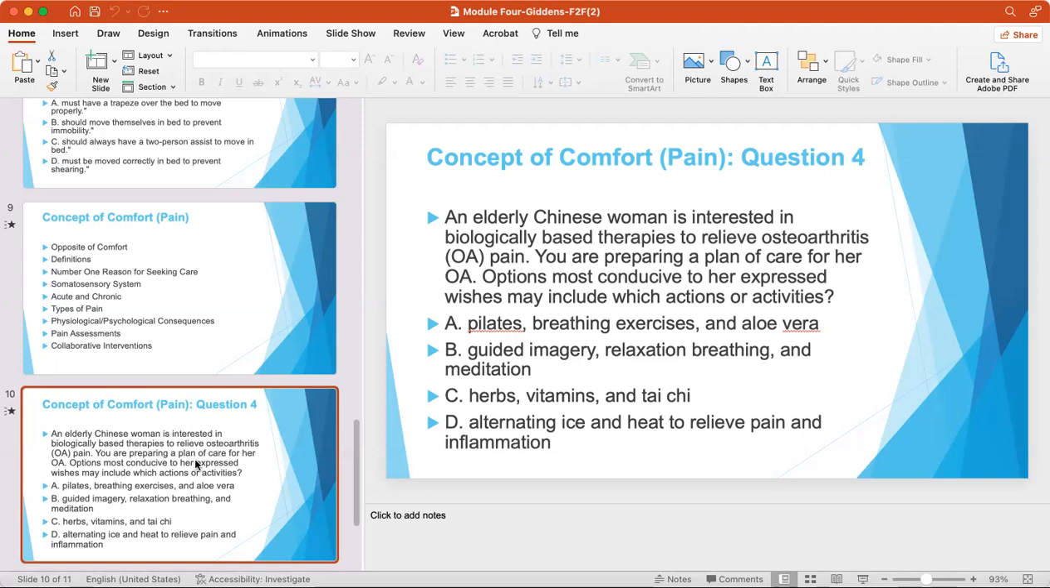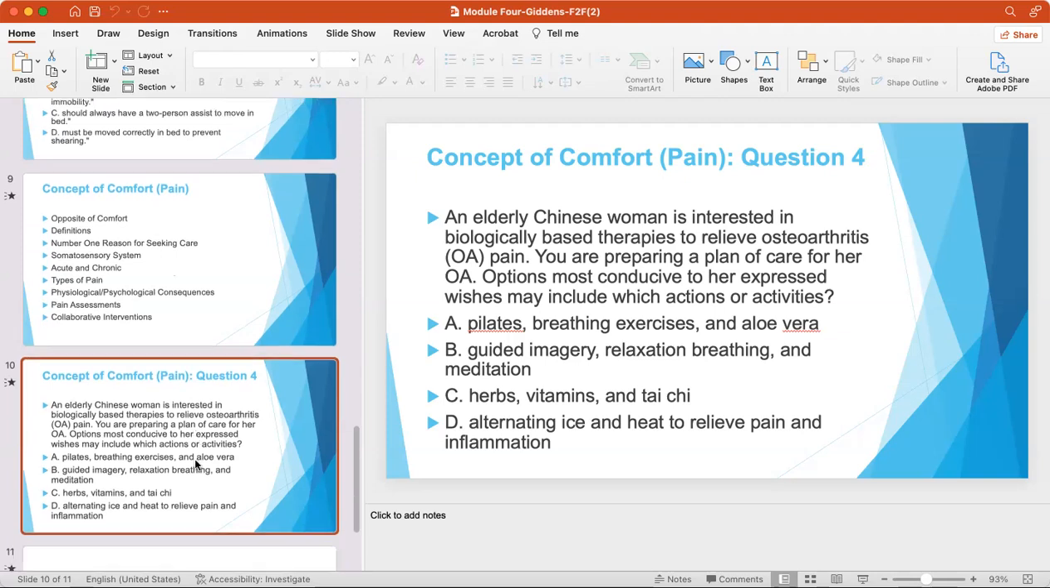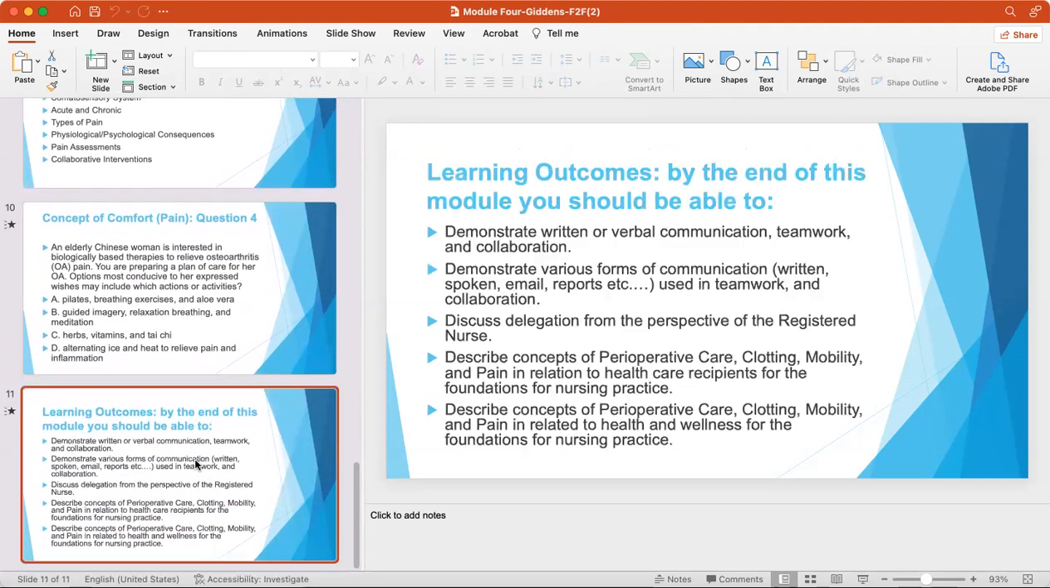All right, here's question 4. And please record question 4 on your Word document. And here are the learning outcomes for module 4.